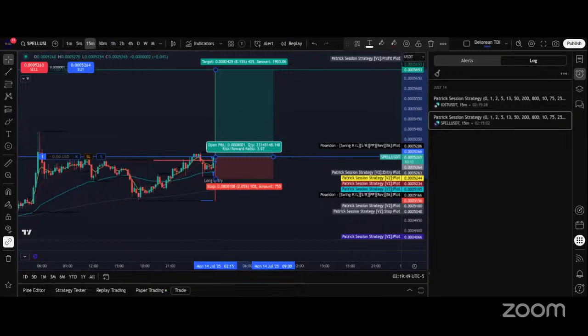And here's your next call. SPELL USDT, 15-minute confirmation, market execution buy. Entry price is 0.0005264. Stop loss is at 0.0005156 for 108 pips. Take profit is 0.0005693 for 429 pips. And a risk to reward ratio of 3.97. It's a typo there, so let me fix that.